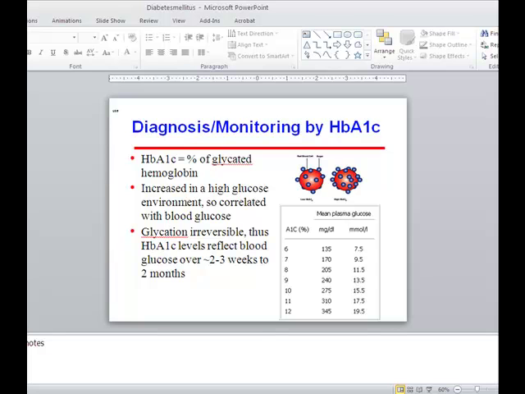One advantage of doing this test is that this glycation, the binding of the glucose to the hemoglobin, is irreversible. Once it binds, it remains bound, and the only time you get rid of it is when there is a turnover of the RBCs. The RBCs are constantly turned over, so you can have several weeks before those RBCs are destroyed and new RBCs are formed. So the HbA1c levels actually reflect the blood glucose over 2 to 3 weeks up to 2 months.